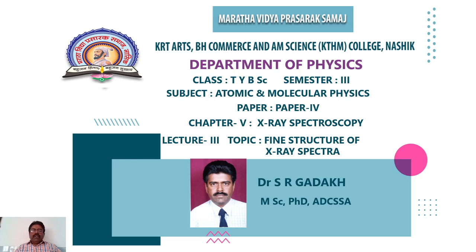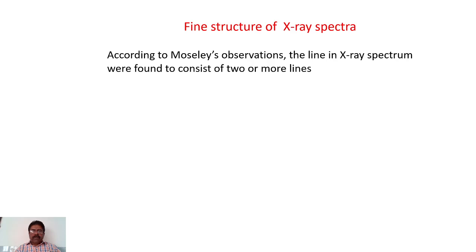Now, when the characteristic X-rays are observed through a very high resolving power spectrometer, it was found that they are not a single line, but have a fine structure. How this fine structure appears, and what the reason behind this fine structure of the X-ray spectra is, we are going to study in this particular lecture.